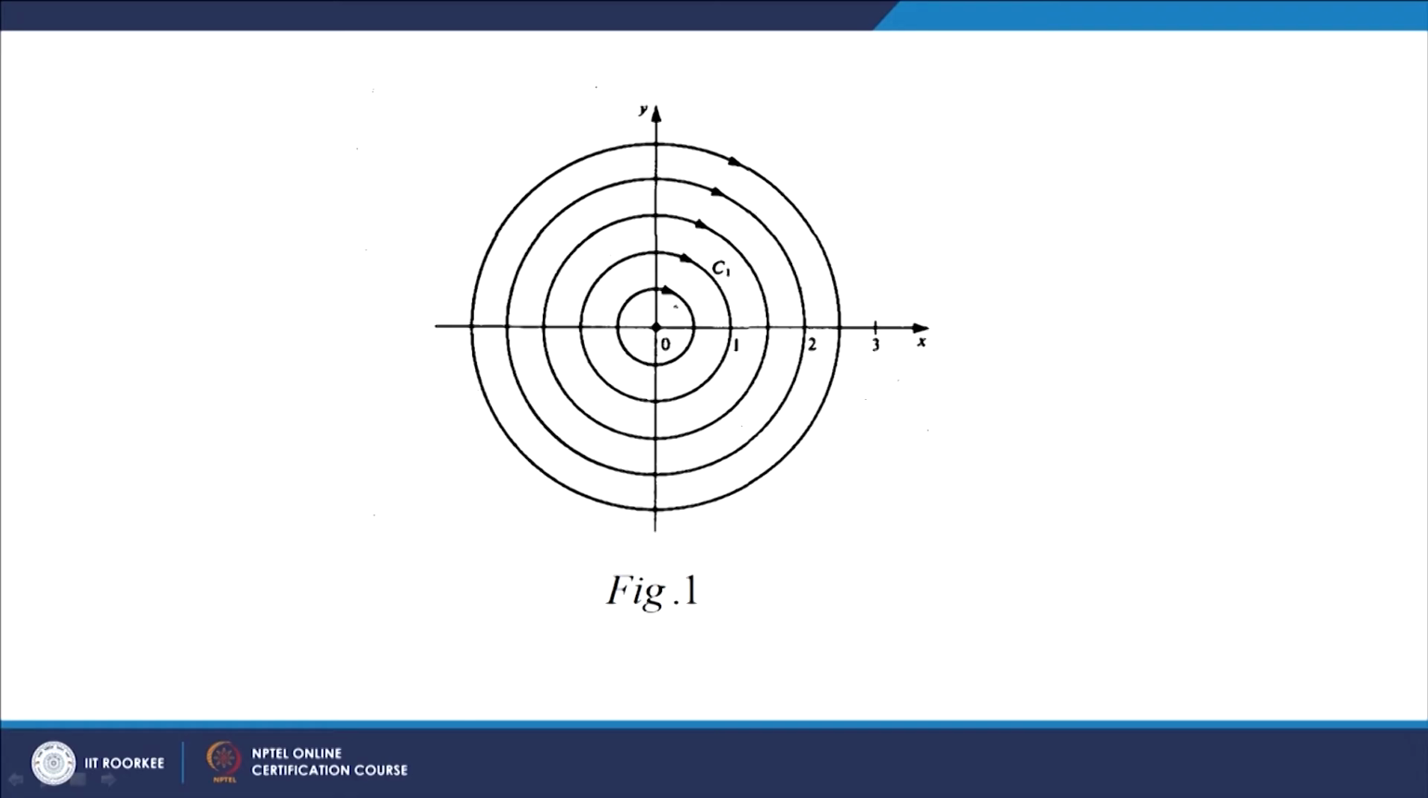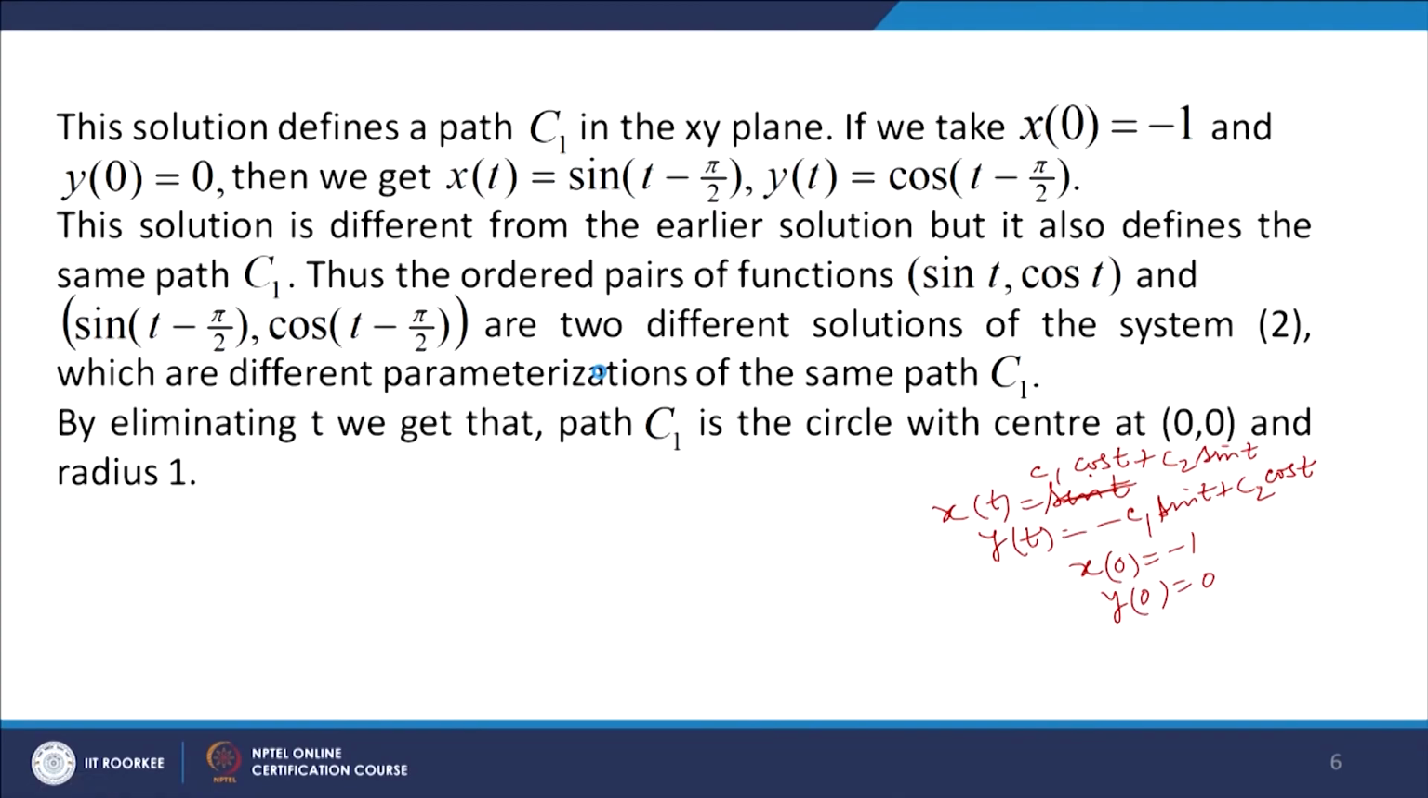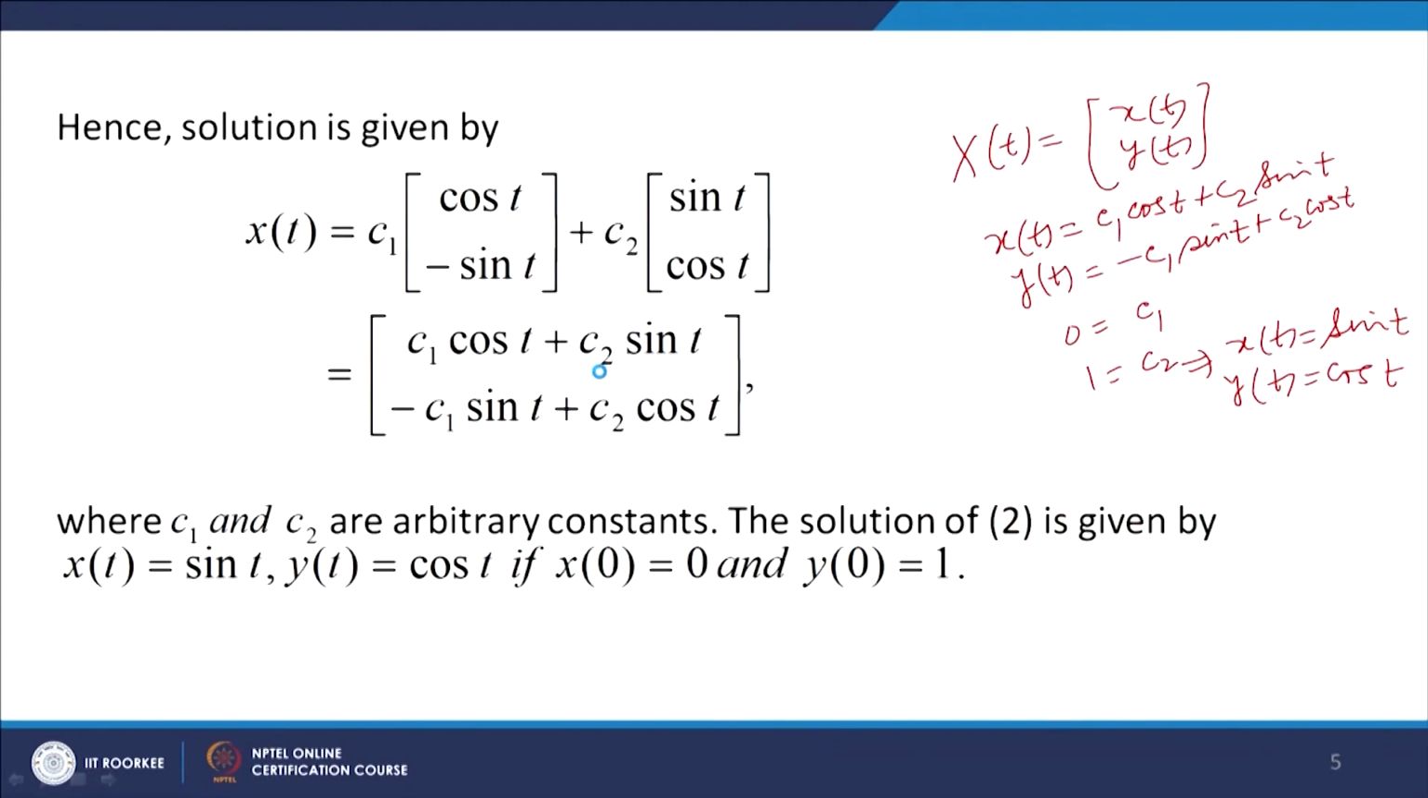Look at this figure. We have here this path C1. Now you can see here that the directions on the circles are all in the clockwise direction. Now let us see how we get the direction to be the clockwise direction. See, we have C1, which is x(t) equal to sin t, y(t) equal to cos t, with x(0) equal to 0, y(0) equal to 1.